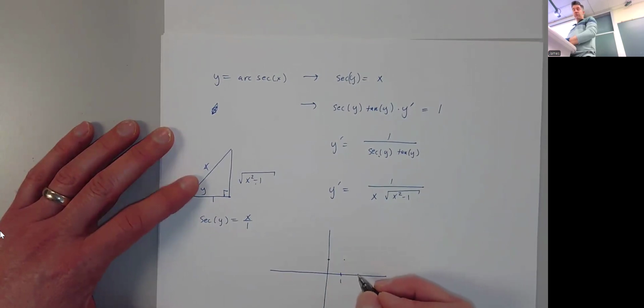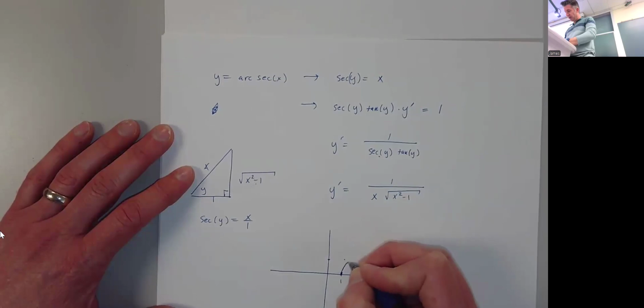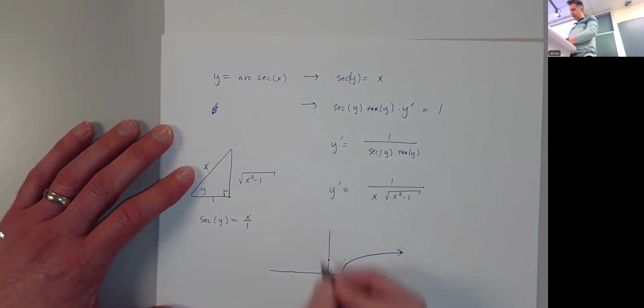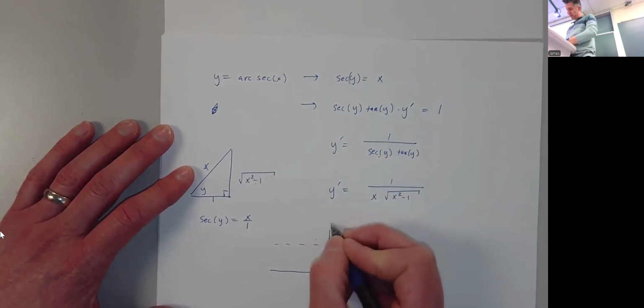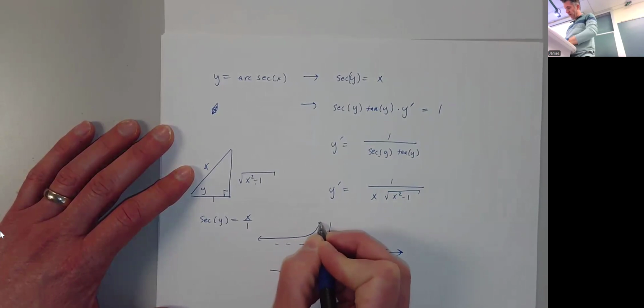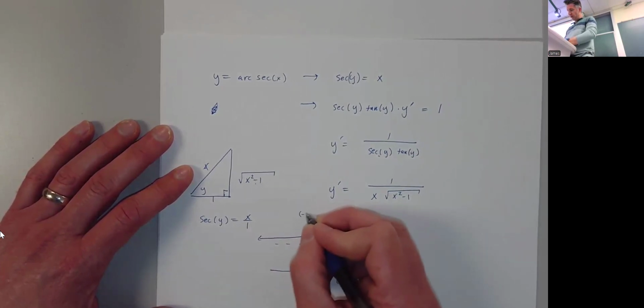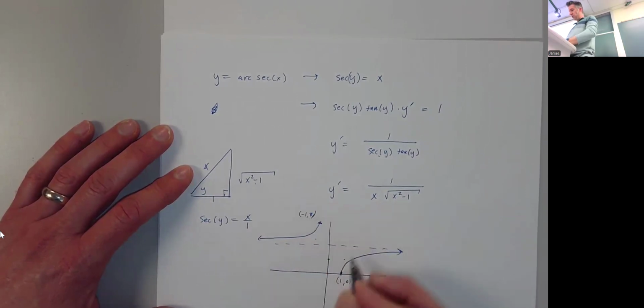Arcsecant of 1 is 0. It looks like this, sorry. Like that, and then it looks like this. You have a horizontal asymptote at pi over 2. So sorry for my very quick graph here. This point's 1 comma 0. This point's negative 1 comma pi. Horizontal asymptote pi over 2.